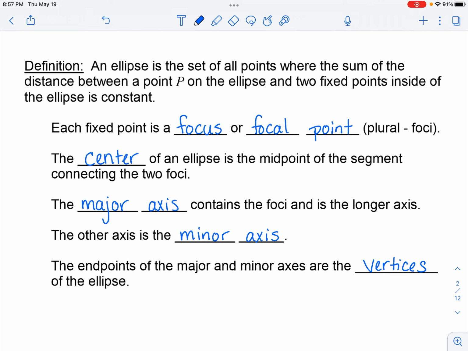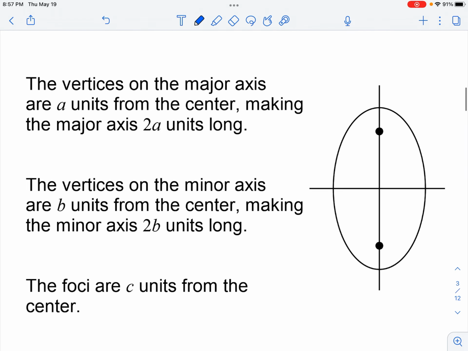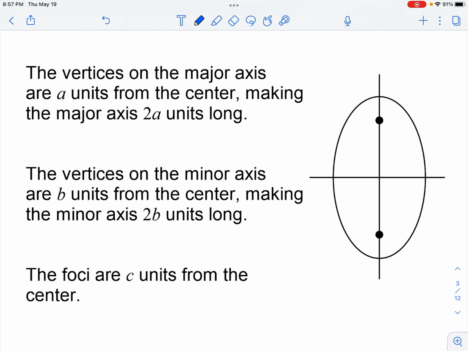So now let's get into some diagrams. Let's take a look at a vertical ellipse. The vertices on the major axis are A units from the center, making the major axis 2A units long. Looking at this particular picture, this axis right here is the longer of the two axes, so this is the major axis. The major axis will start and stop at these vertices. So this is a vertex, and this is a vertex.